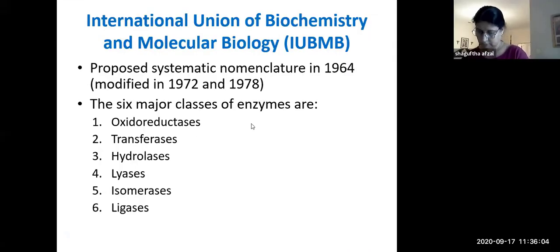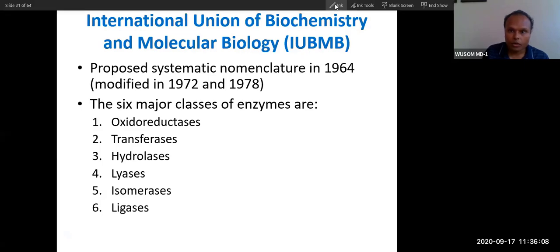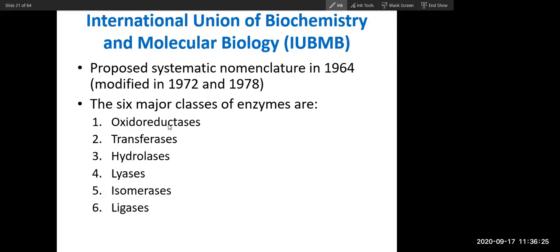So, in last class, we talked about this classification. Now, do you remember this classification? 6 types of enzymes. To be honest, not really. Can you review them?